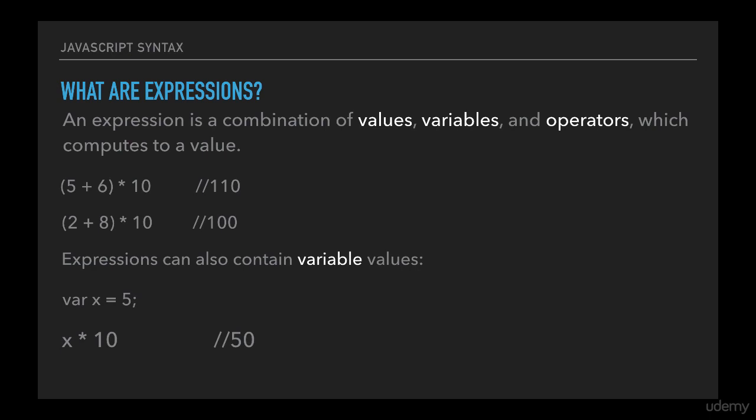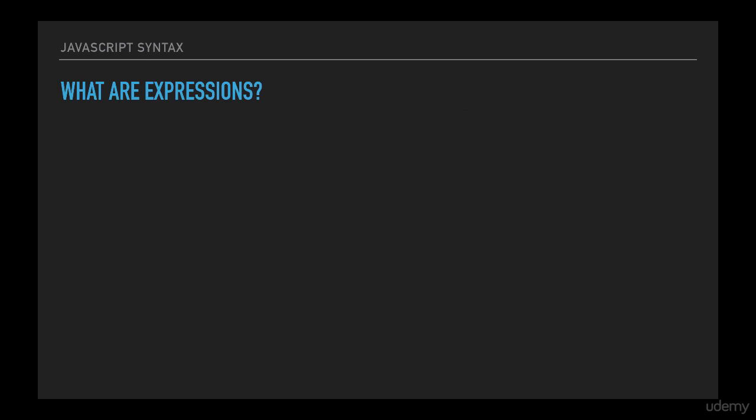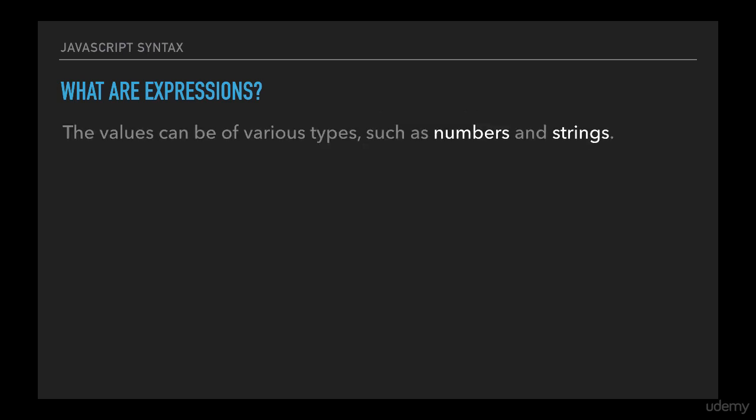So you see in this example, we used a variable and an operator and also a value 10 to compute the final result. The values can be of various types, such as numbers and strings. For example, "John" plus " " plus "Doe". These are three different string values, and we can combine them using the plus sign, just the way we used it to add values, and the output would be John Doe.